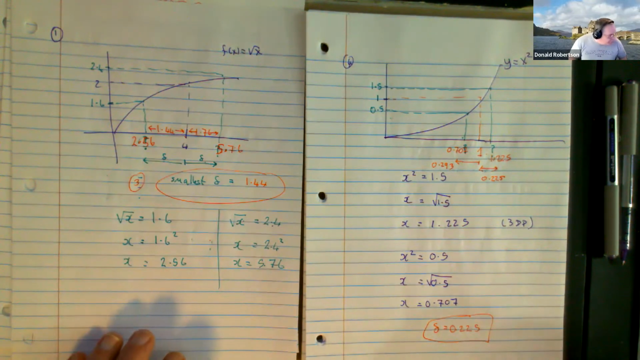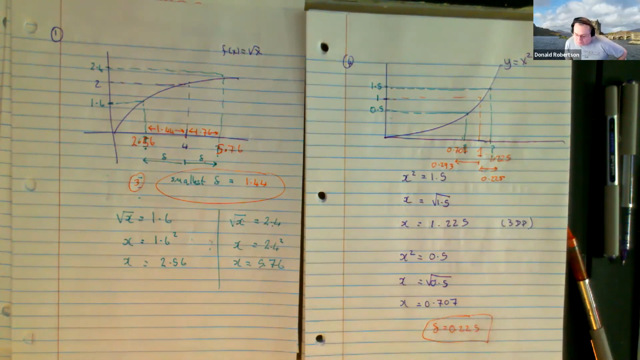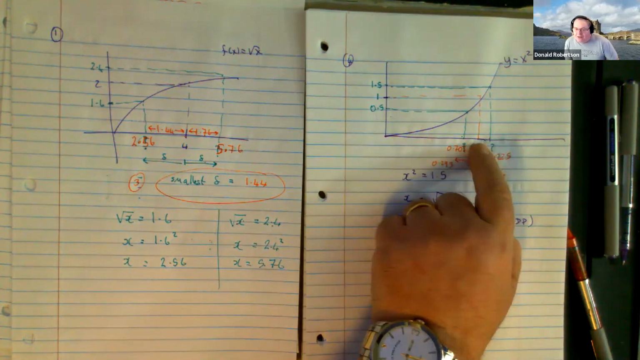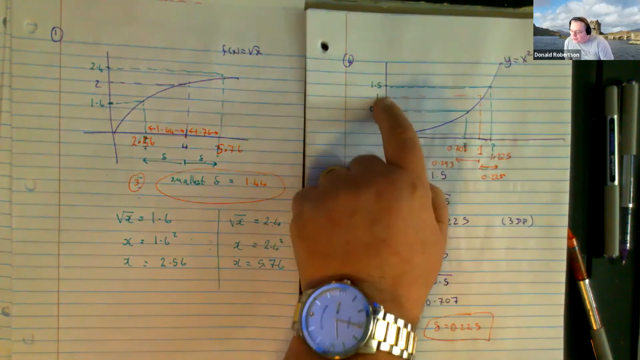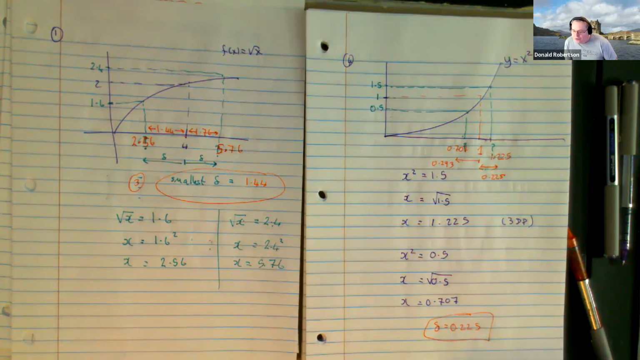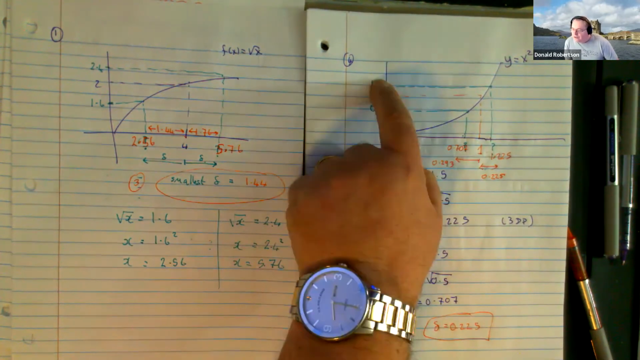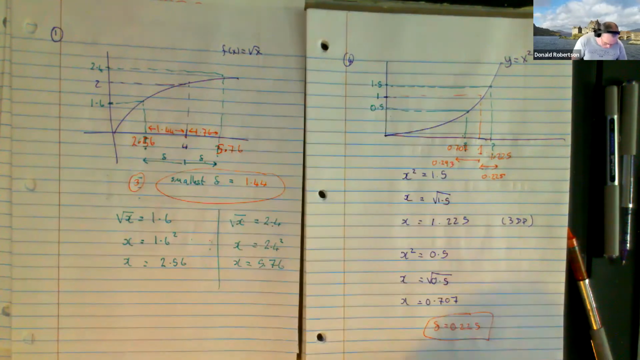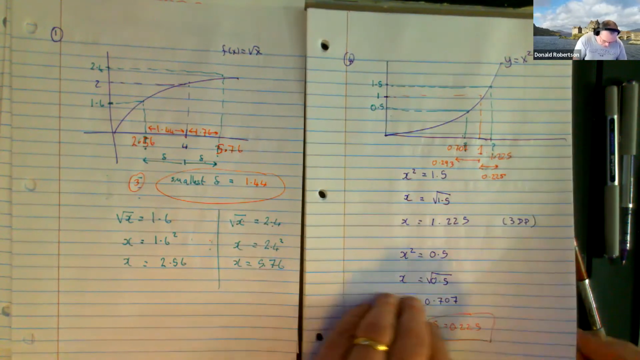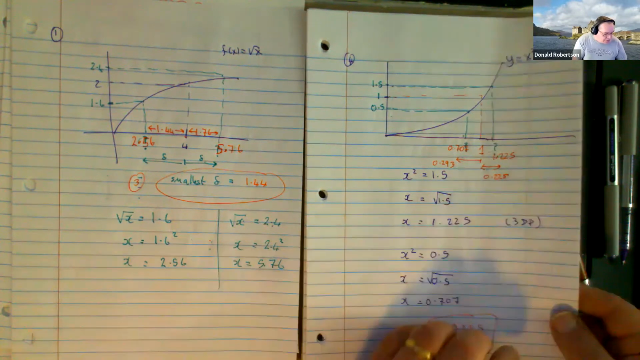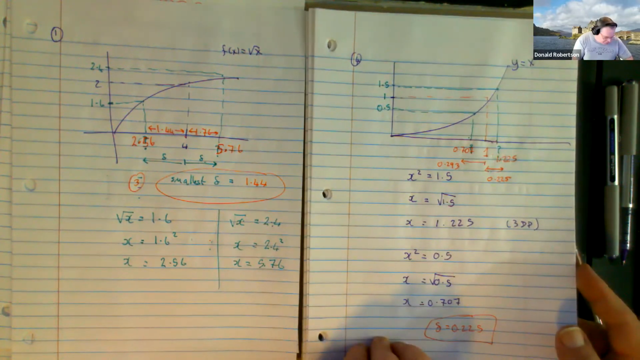Any questions before we do the last 2, apart from what the heck are we doing? We're essentially trying to find how close to 1 do you need to be to get an answer in this range. That's essentially what delta is. How close to 1 do you need to be to get your answer in this range? Are we good? Cool.